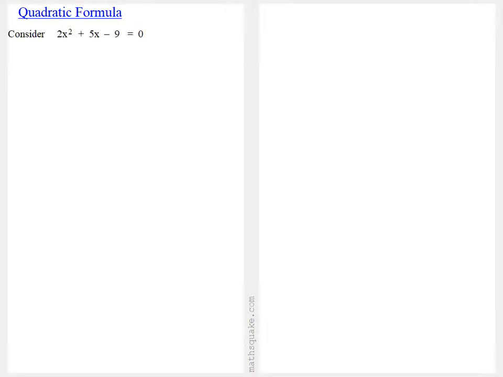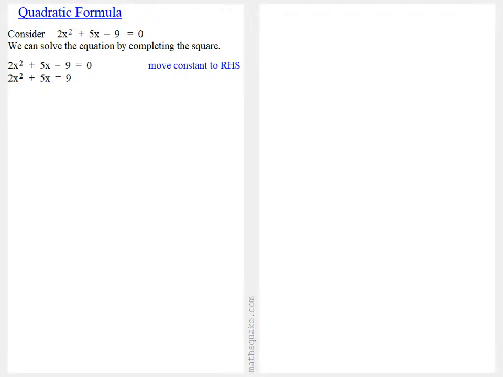Consider the equation 2x squared plus 5x minus 9 equals 0. Now this one doesn't factorise, but we can solve it by completing the square. So we start with 2x squared plus 5x minus 9 equals 0. Now we want to move the constant term, that's the 9, to the right-hand side, and we do that by adding 9 to both sides of the equation. This gives us 2x squared plus 5x equals 9.